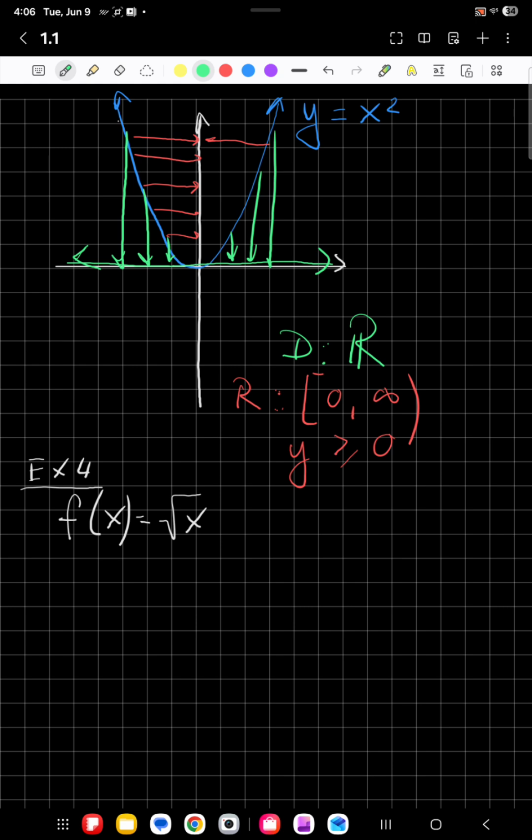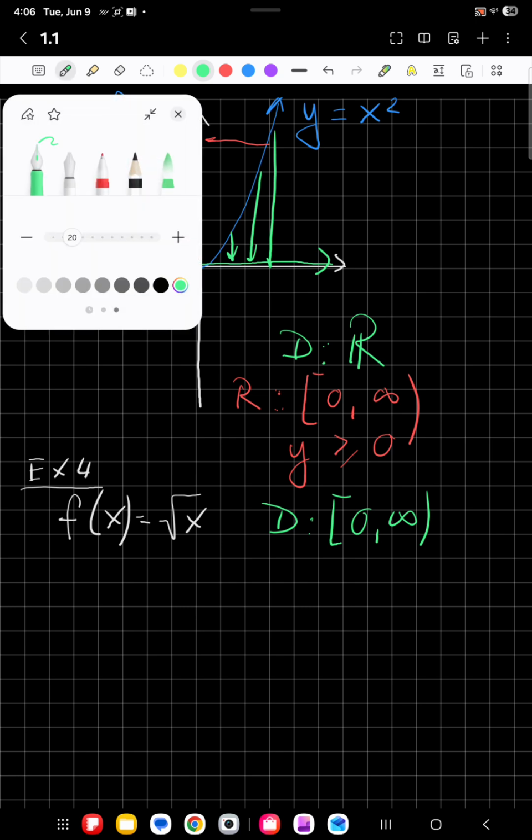So let's think about it. For the domain, I can put 0 in for x, I can substitute 0 for x, and I can put anything that's greater than 0. So the domain will be from 0 to infinity. And then for the range, same thing. Let's graph it and see what's happening.